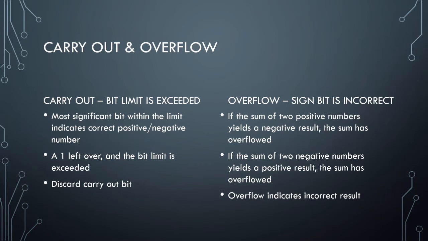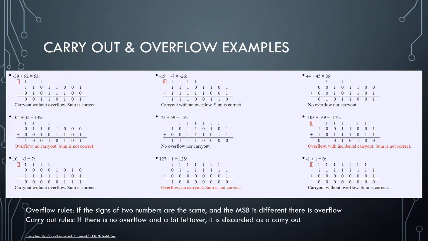Likewise, if you're adding 2 negative numbers and you end up with a positive result, then you've exceeded the number that you can possibly make. So this overflow bit indicates an incorrect result. And this is a little bit difficult to explain, but I have some examples in the next slide that should clarify this. Here are the examples, and below I've pasted in the rules.